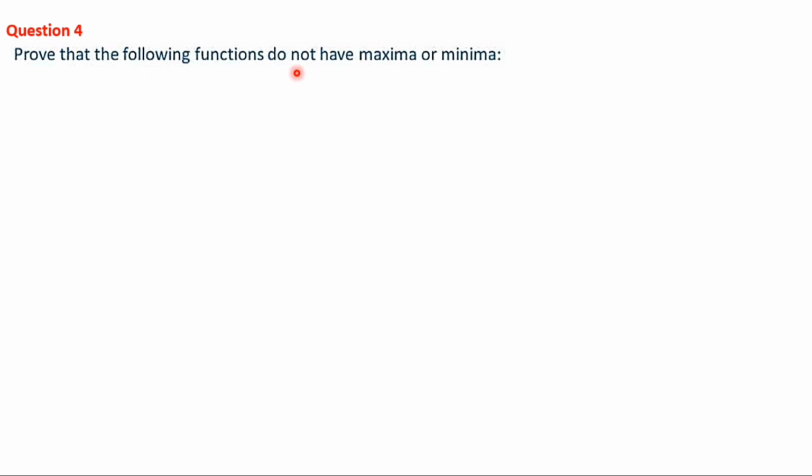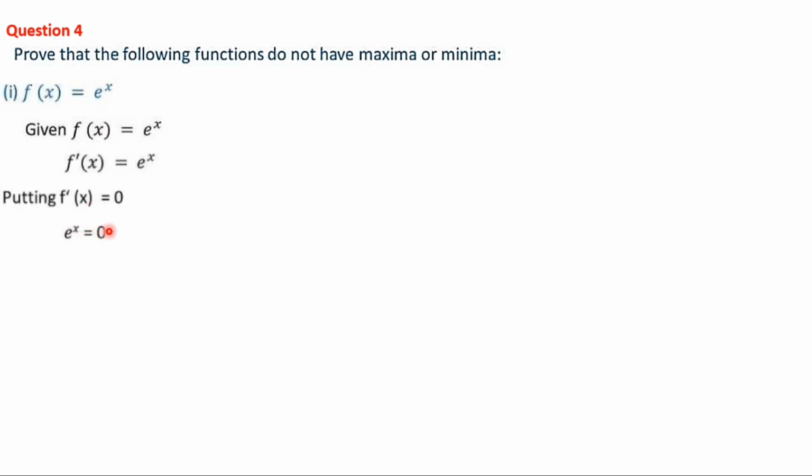Prove that the following functions do not have maxima or minima. f of x is equal to e raised to x. That is the first question. So let's take the given function f of x and differentiate with respect to x. f dash x is equal to derivative of e power x, which is e power x itself. Then equate it with 0. f dash x is equal to 0 means e power x is equal to 0.